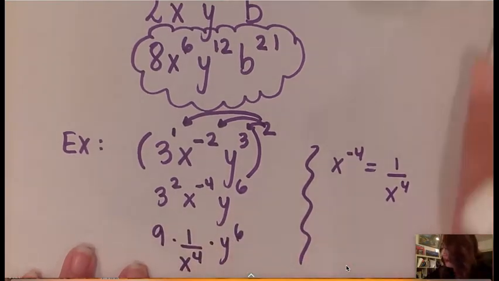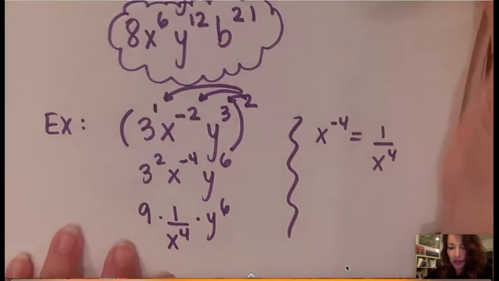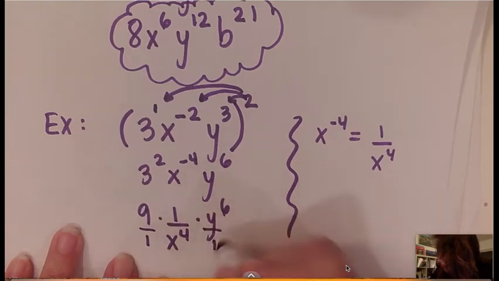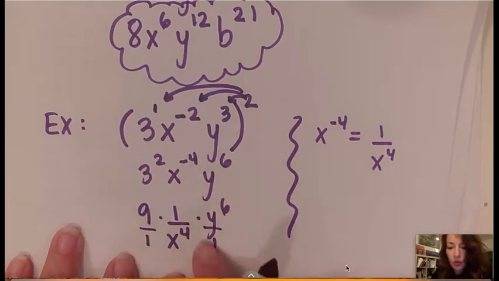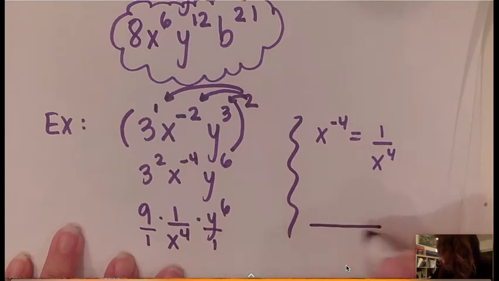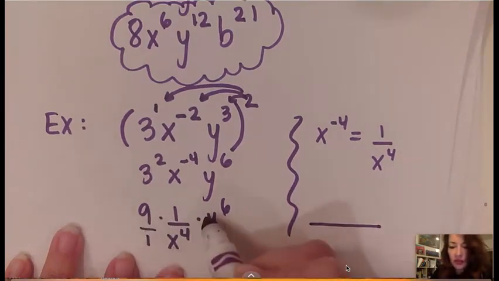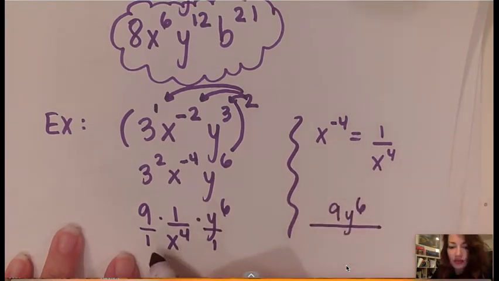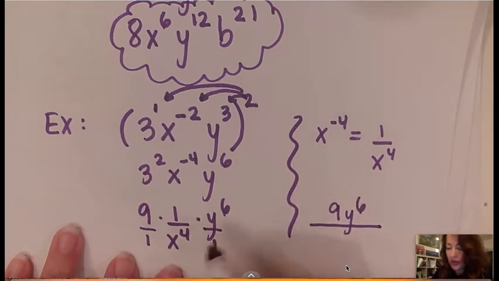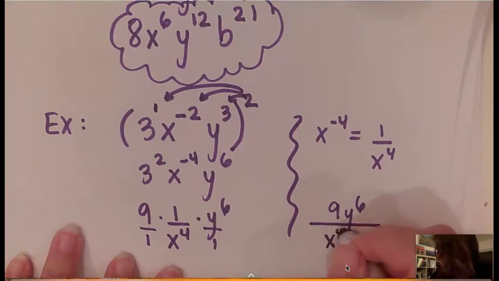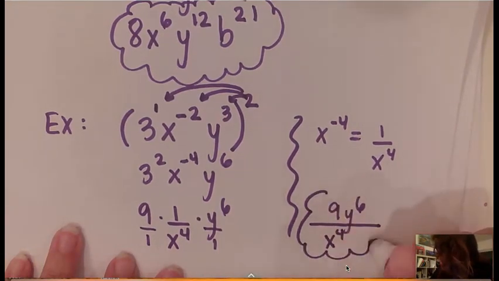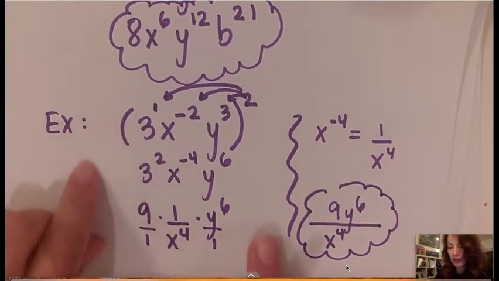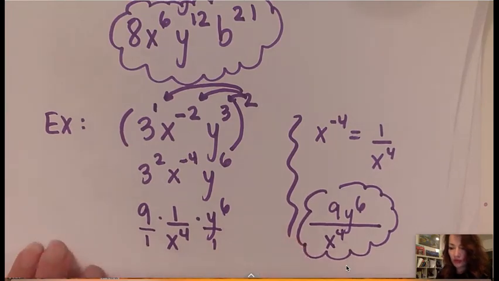And if we rewrote that as one fraction, well, any number could be written over 1. So basically, let's rewrite this as one numerator. I'll rewrite it here on the right. So 9 times 1 times y to the 6 is just 9y to the 6. And then 1 times x to the 4 times 1 is just x to the 4. So our final simplified form of the expression here for this example is 9y to the 6 over x to the 4th.